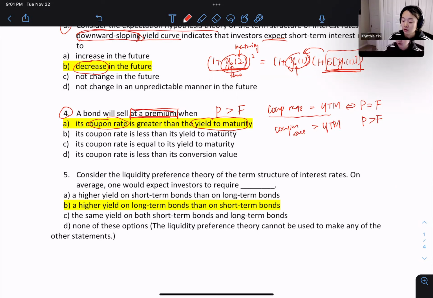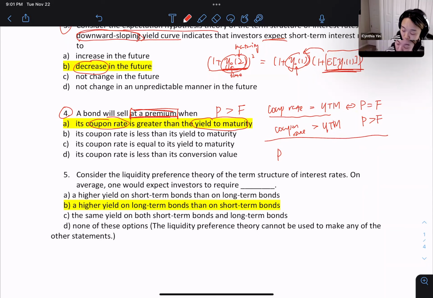Okay. So that's why A is right. It's equivalently saying coupon rate is higher than the yield to maturity. Think through the lens of the relationship between price and the yield to maturity, which is negatively correlated. If you like mathematical equations, you can also think in this way.